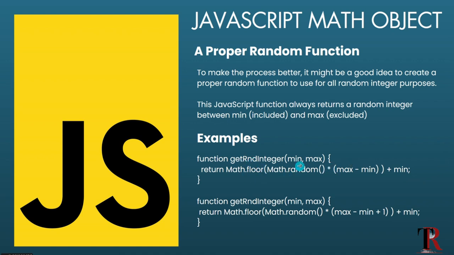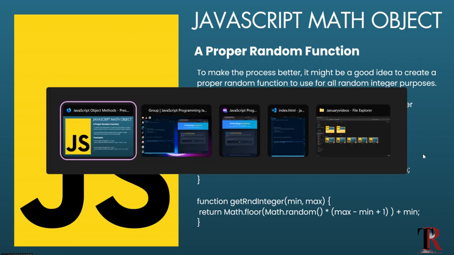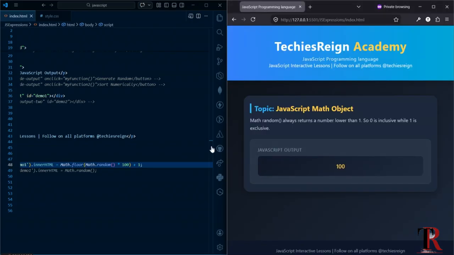So this is the first function. It is always going to return the minimum as included, and the max is going to be excluded. The other one is going to return the minimum and the max due to the plus one shift range that is attached to it. So let's take a look at each of these functions and how to make them in my code editor.